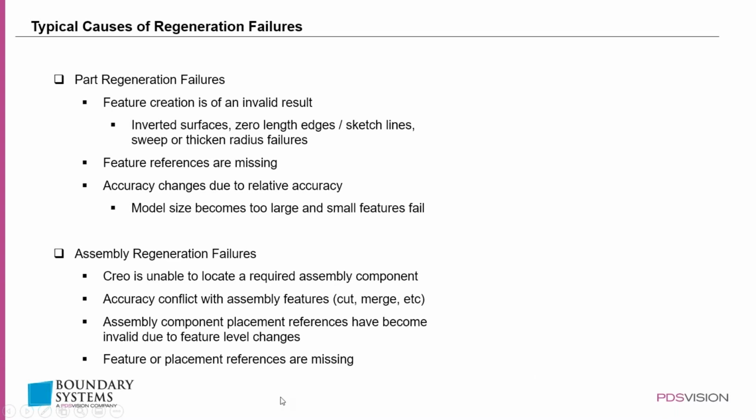Third, assembly component placement references have become invalid due to feature level changes. So as we're creating our assembly, we're placing components based on references. Similar to above, where features are failing due to missing references, we have the same thing here, where certain changes we make to our model, whether we make it bigger or smaller, are going to make it so that our initial assembly constraints no longer exist or are no longer valid.